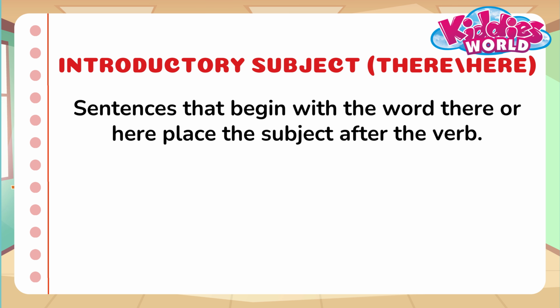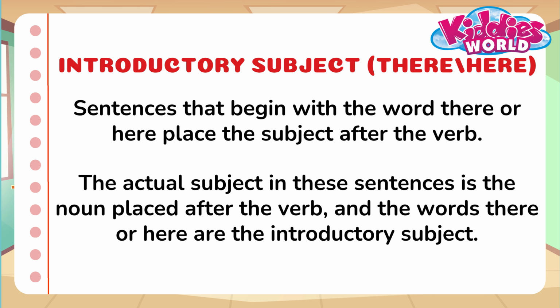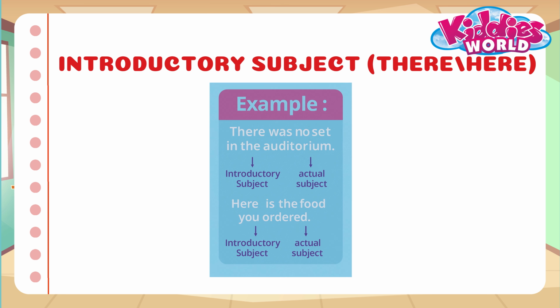Introductory subject, there or here. Sentences that begin with the word there or here place the subject after the verb. The actual subject in these sentences is the noun placed after the verb, and the words there or here are the introductory subject. Check the example.